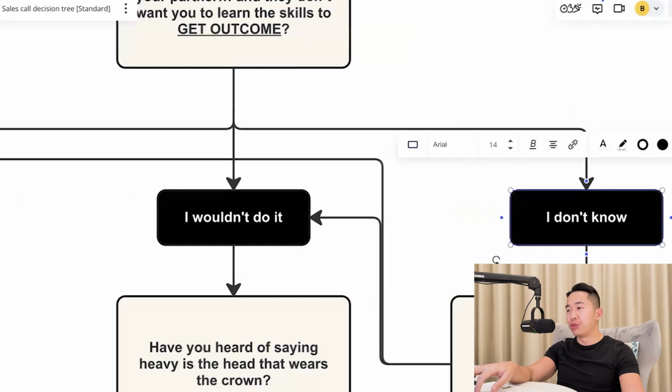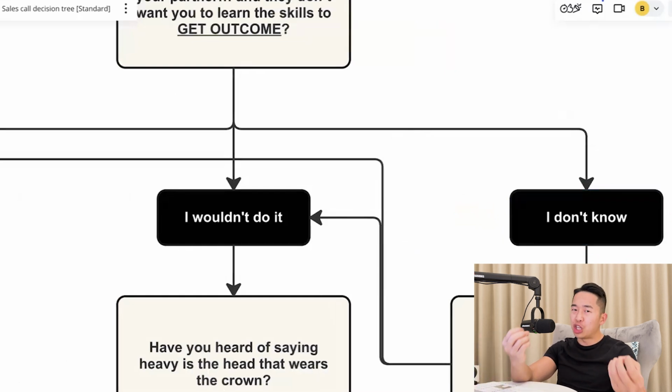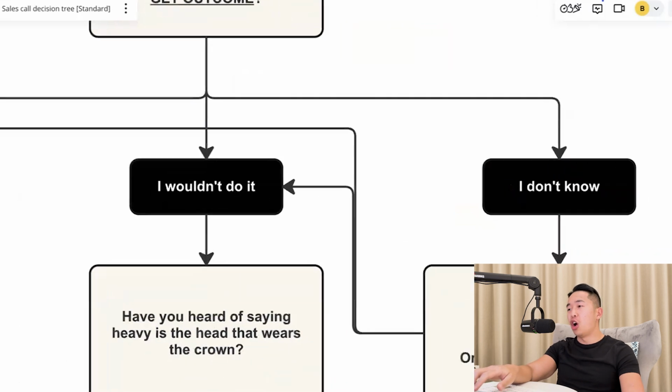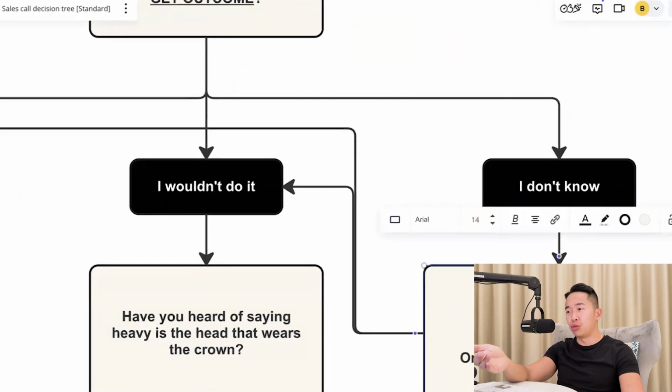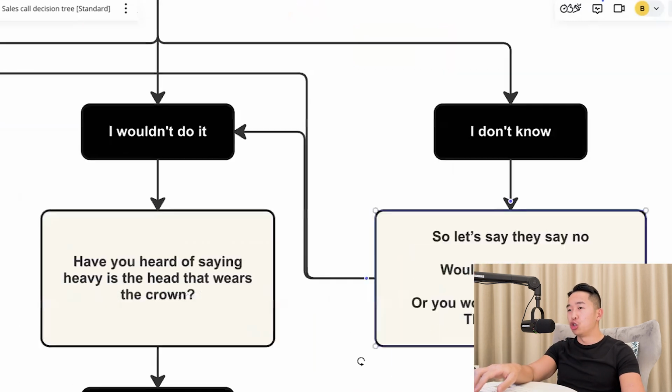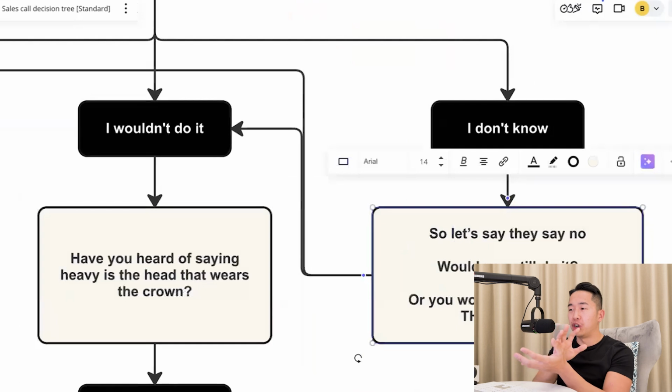Common mistake I see people make is at this point, they just move on. But they didn't answer the question. So you need to get the answer. So at that point, okay, so let's say she does say no. Would you still do it, or you wouldn't do it because she said no? Let's break down what we did. Would you still do it? So re-asking the question by rephrasing it, right? And also we're putting the emphasis on, oh, because they said no.